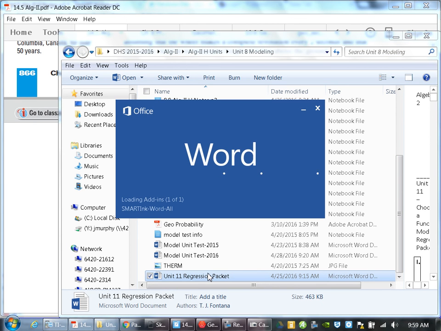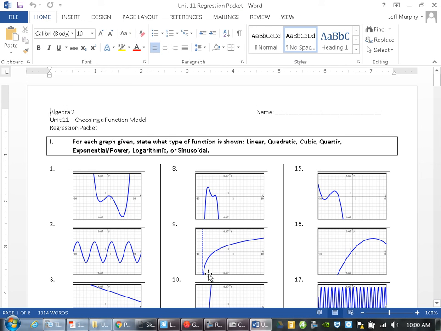Mr. Fontana put this together last year, and it works really nice as far as what all the different graphs and things look like. I know that we've done linear, quadratic, cubic. Now, quartic.